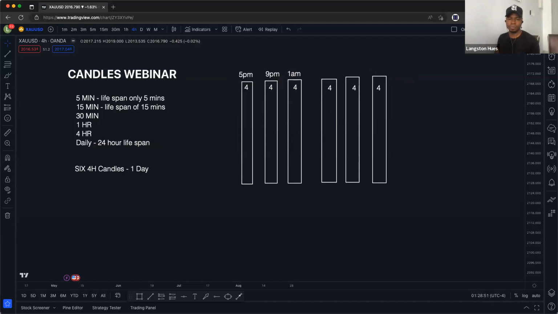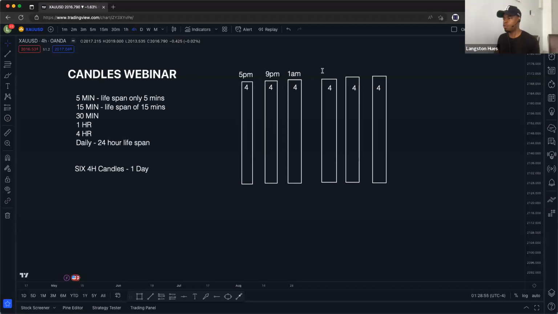So this fourth one here is going to be around 5 a.m. You have another one here that's going to be around 9 a.m. And then you have another one here that's going to be around 1 p.m. Right? And that's going to make up the whole 24 hours.